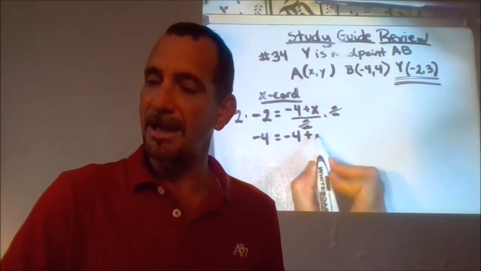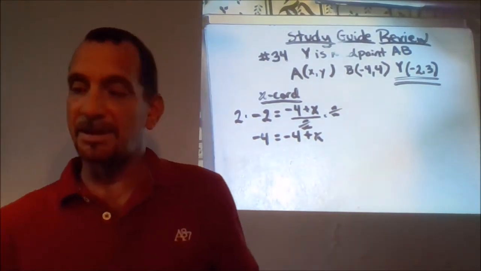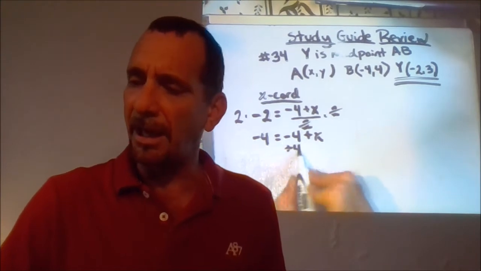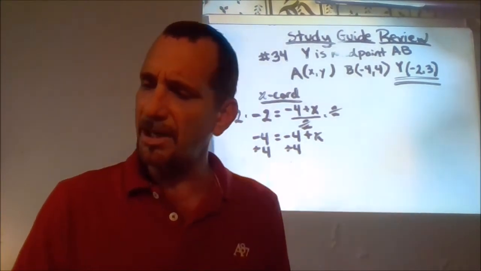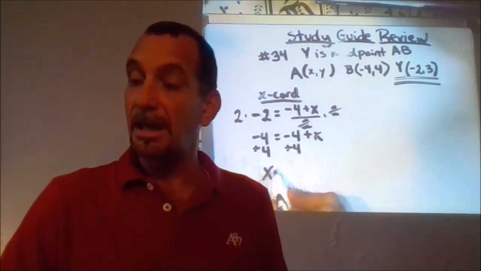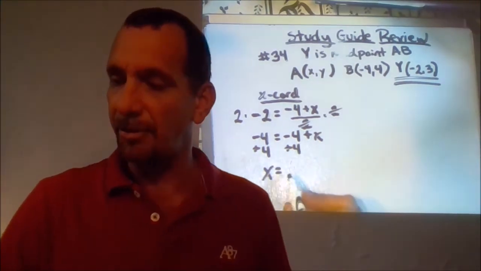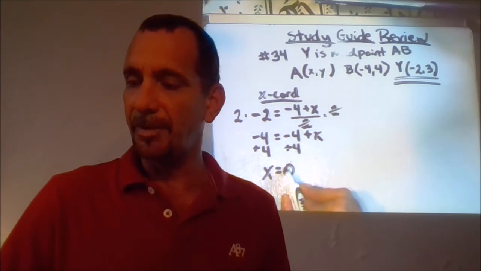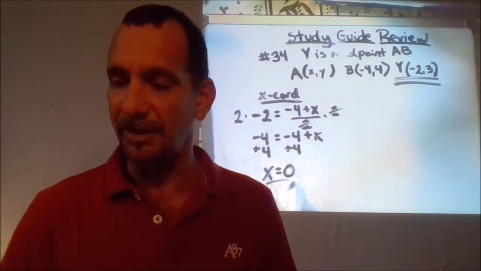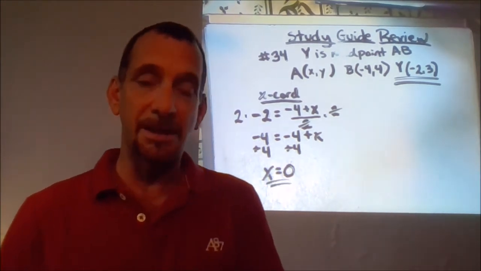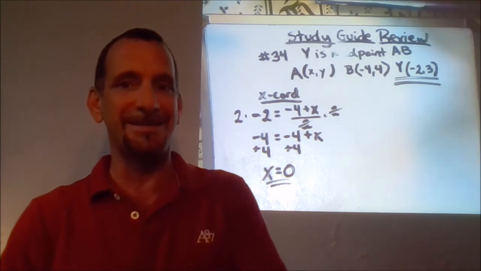-4 plus x. Now we know we just need to solve, but we need to be careful because in this situation, we're going to get x equals -4 plus 4. Don't be afraid of that 0 in the answer. Sometimes people don't like to see 0 as an answer, but that's obviously a great x coordinate.